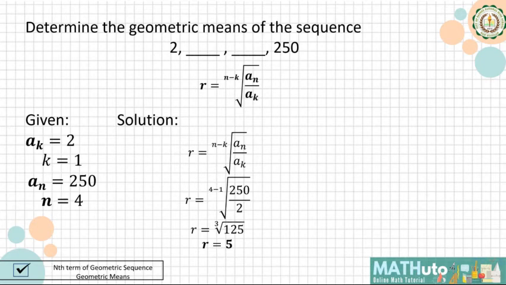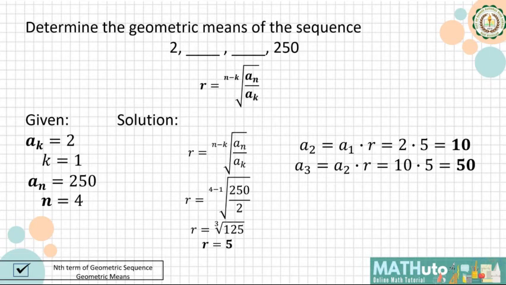Using this ratio, we can now identify the geometric means of the sequence. To get a sub 2, that is a sub 1 times r, that is 2 times 5, which is equal to 10. And for the next term, we will again multiply by the common ratio, which is 5. 10 times 5 is equal to 50. Therefore, the geometric means of the sequence are 10 and 50.